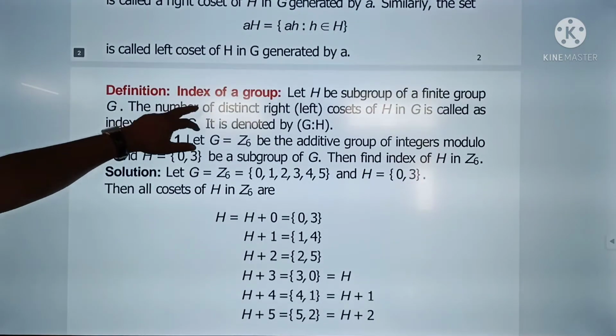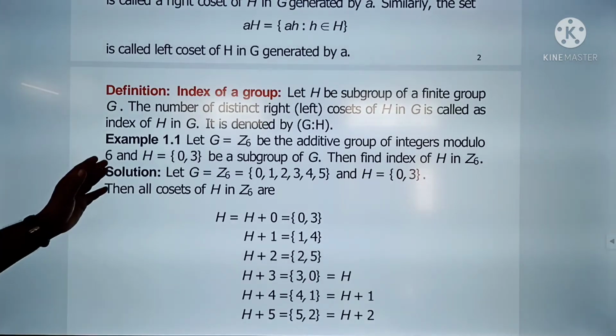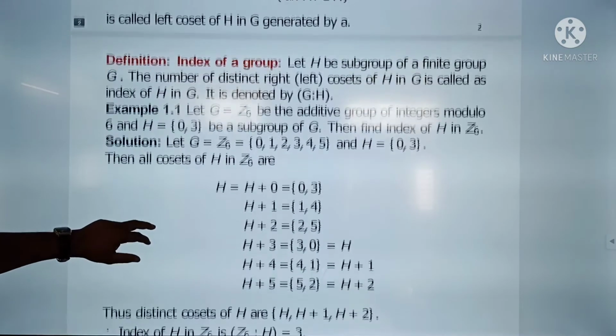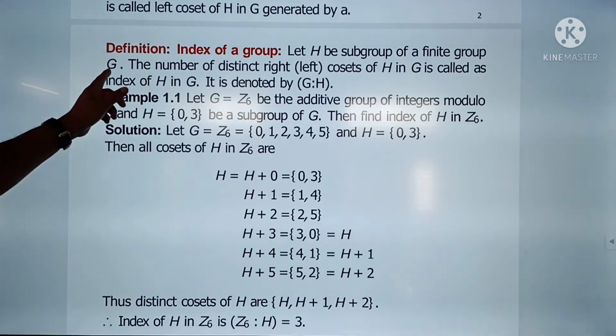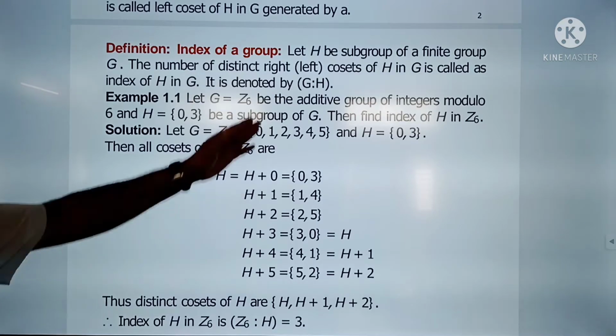Now see the definition of index of a group. Let H be a subgroup of a finite group G. The number of distinct right quotients of H in G is called the index of H in G. It is denoted by [G : H]. So there is one example. What is meant by the index of a group? Let H be a subgroup of finite group G, that is, the group G is finite and H is a subgroup of G. The number of distinct right quotients of H in G is called the index of H in G. It is denoted by this symbol.